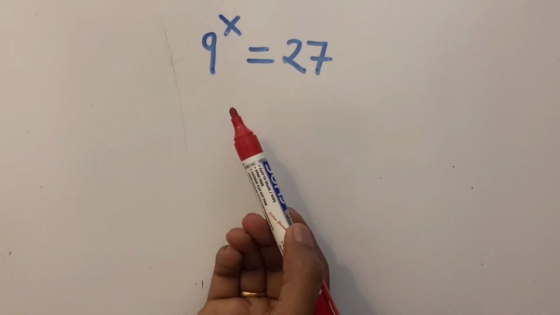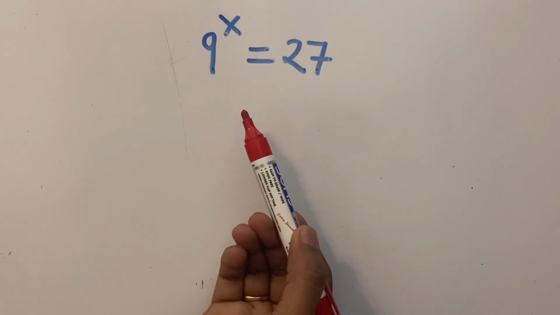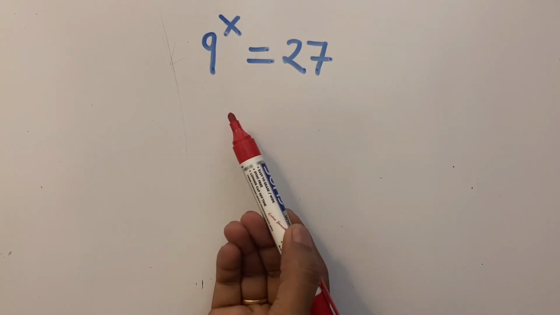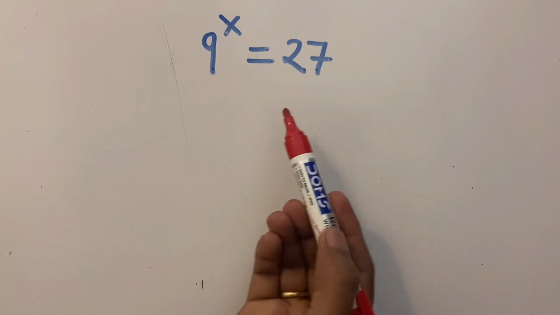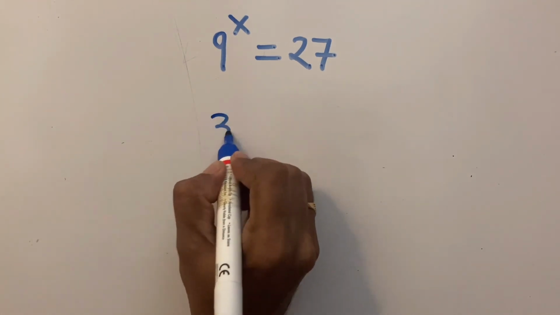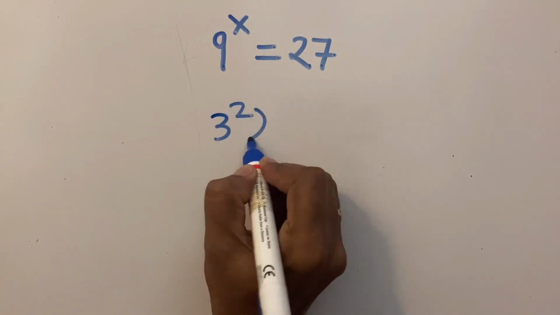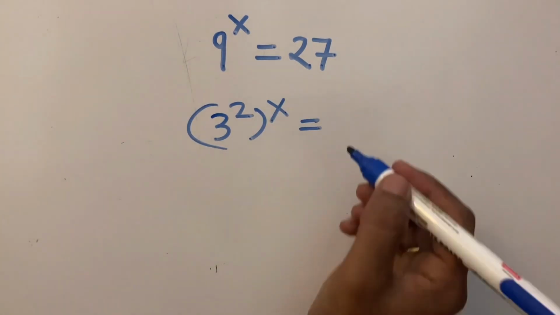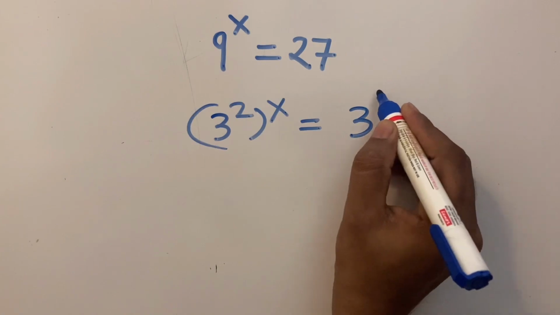Hello, here the question is 9 to the power x equals 27, and we need to find the value of x. So first, from this equation, 9 is the same as (3 to the power 2) to the power x, equals 27, which is the same as 3 to the power 3.